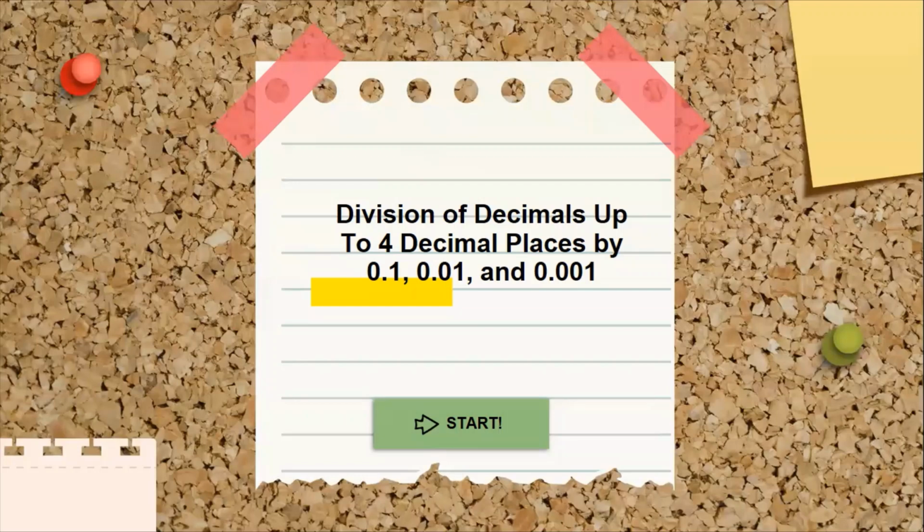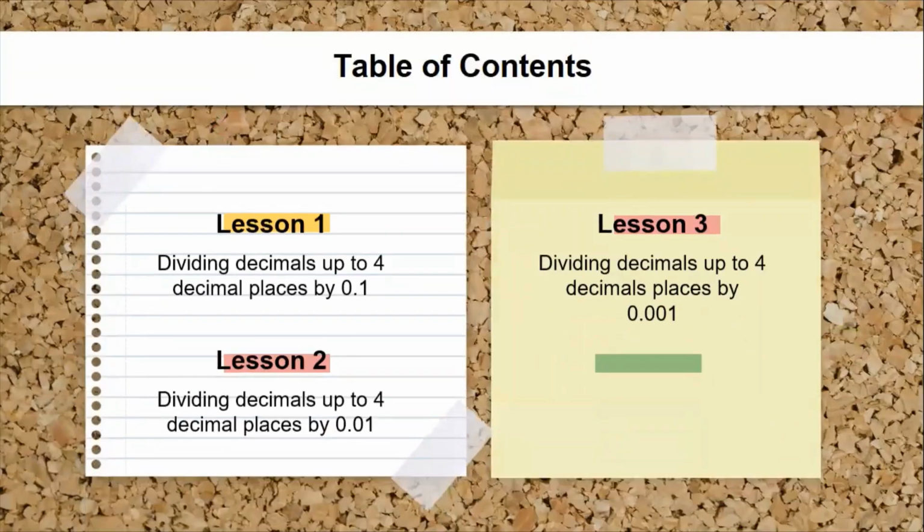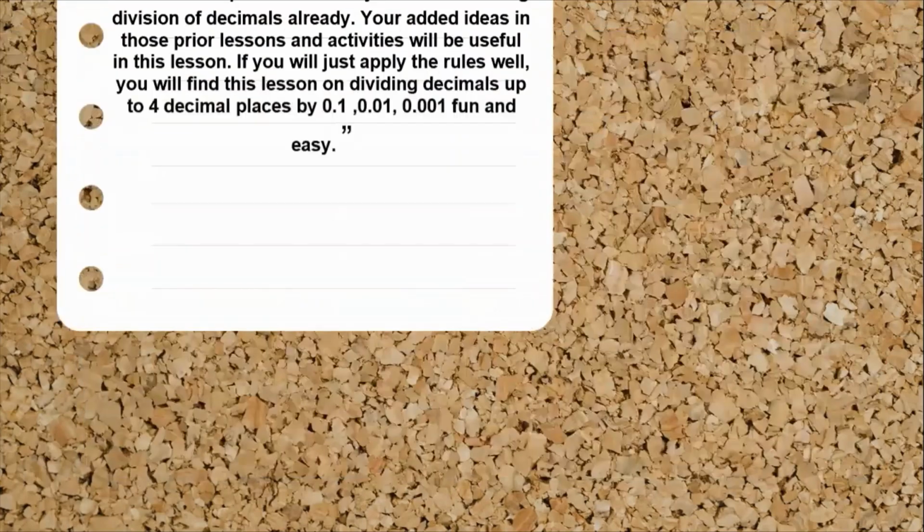Good day, students. Today we will continue our lesson about division of decimals up to 4 decimal places by 1/10, 100ths, and 1,000ths. So here is our table of contents for today's lesson. We have lesson number 1, dividing decimals up to 4 decimal places by 1/10. Lesson number 2, dividing decimals up to 4 decimal places by 100ths. And lesson number 3, dividing decimals up to 4 decimal places by 1,000ths.